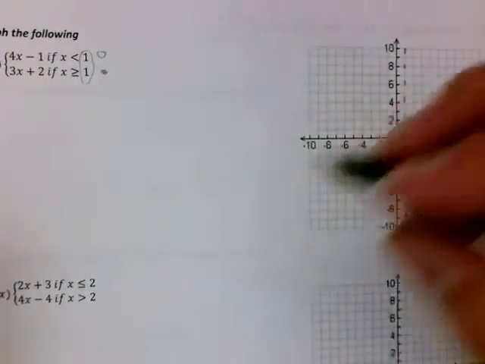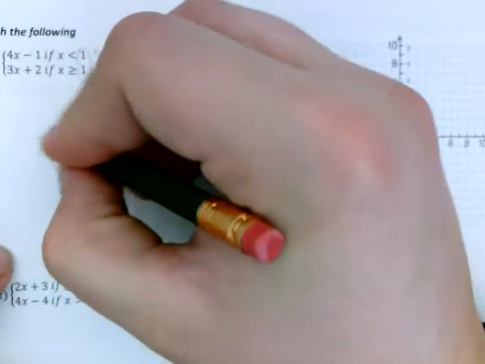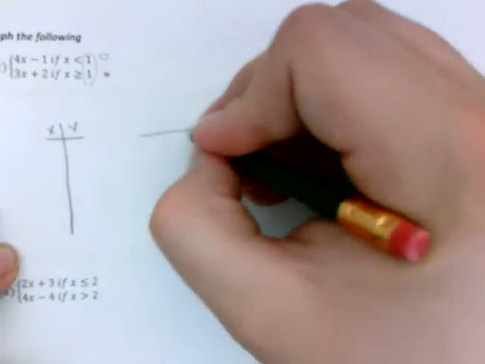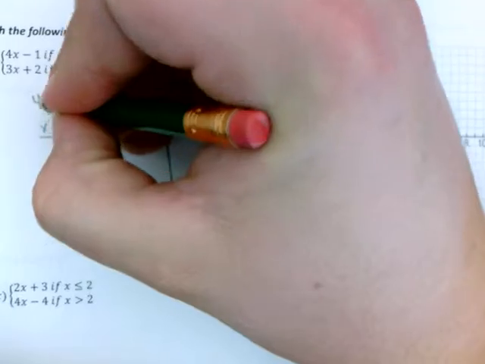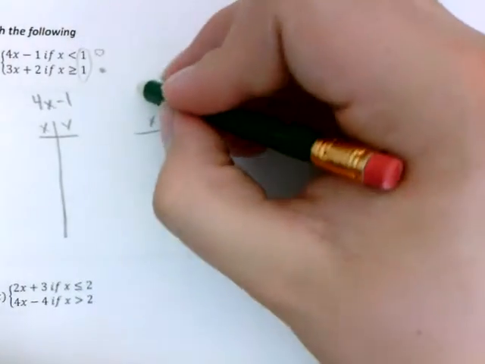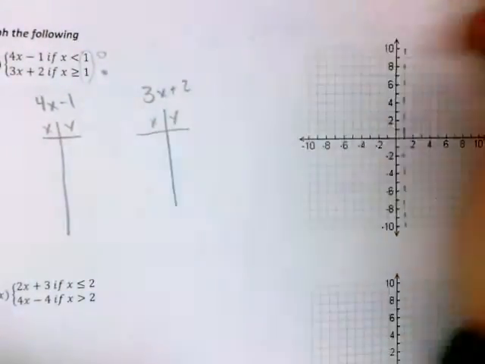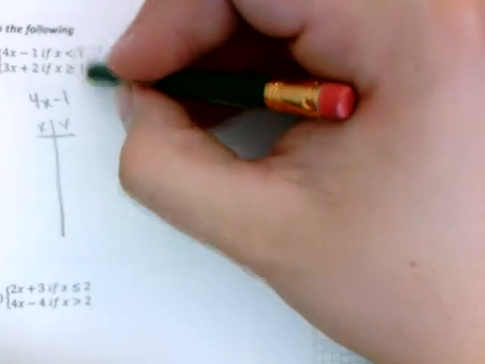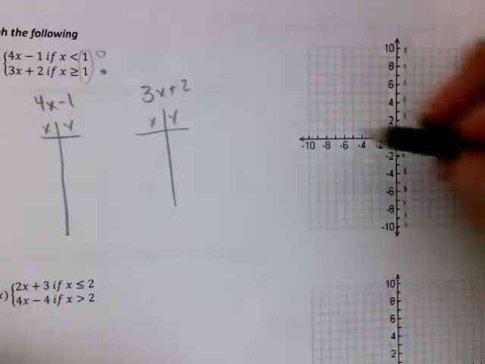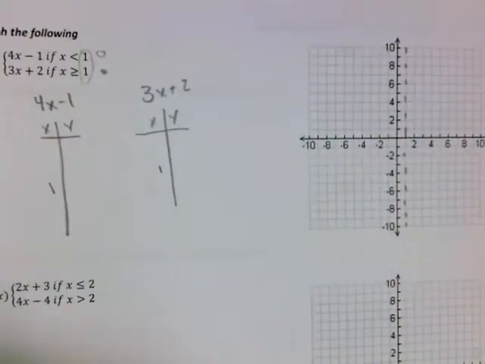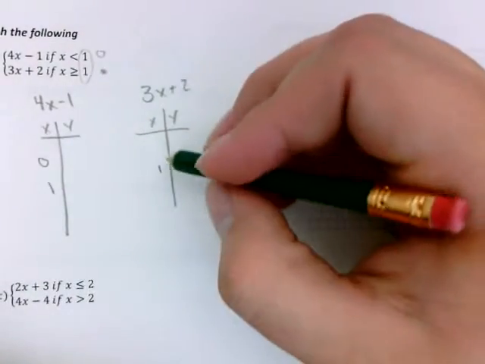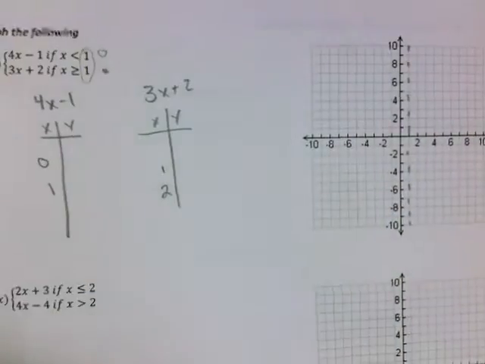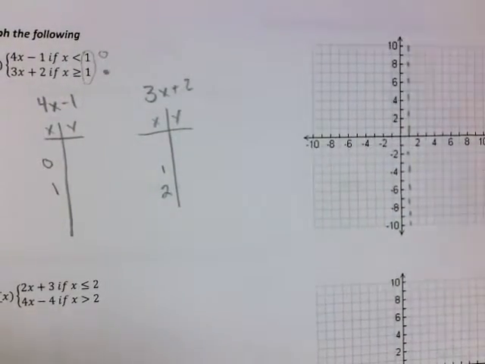Our next and final step is to make our t-chart, essentially. Making your x, y t-charts. This first function goes here. This second function goes here. Since this is at 1, we're going to put 1 in both columns of the x's. This is x is less than 1, so we put a number less than 1. This is x is greater than 1, so we put a number greater than 1. We're going to plug these in.